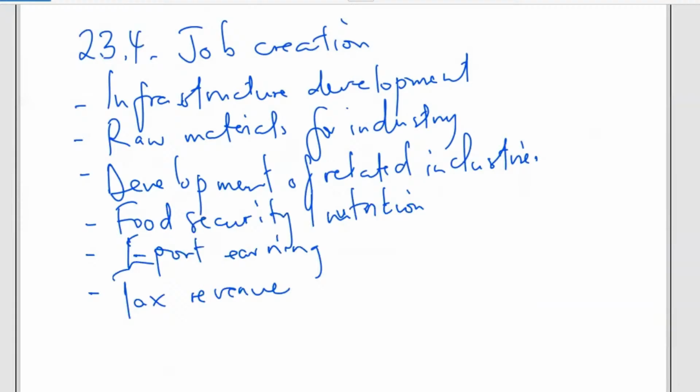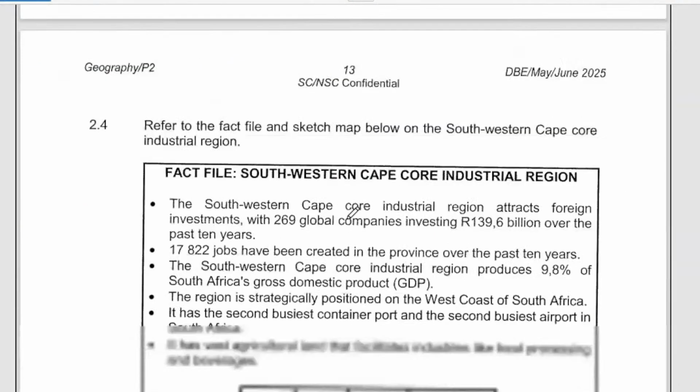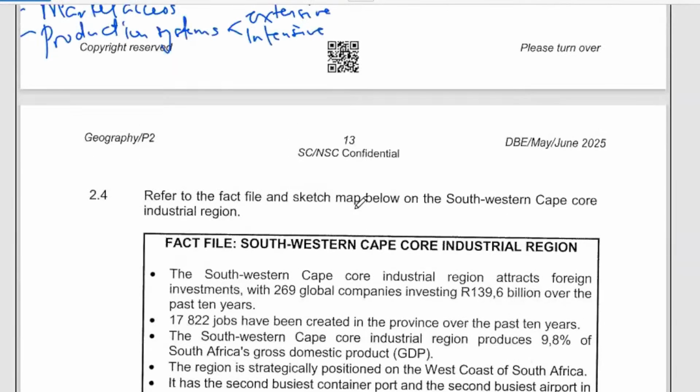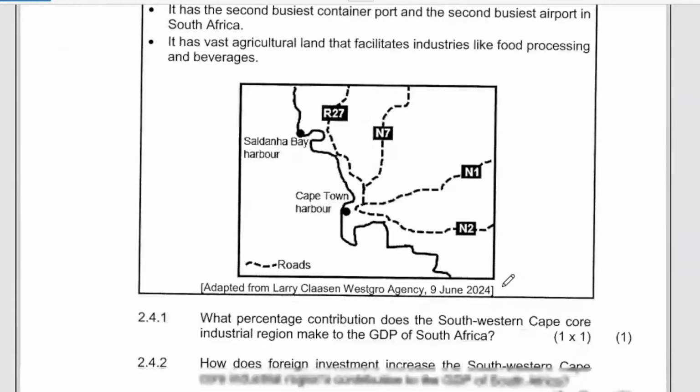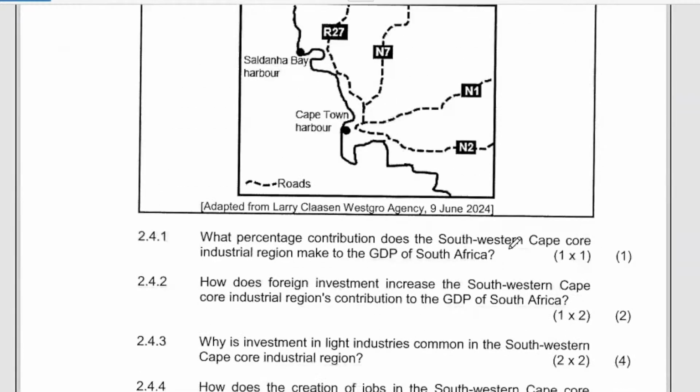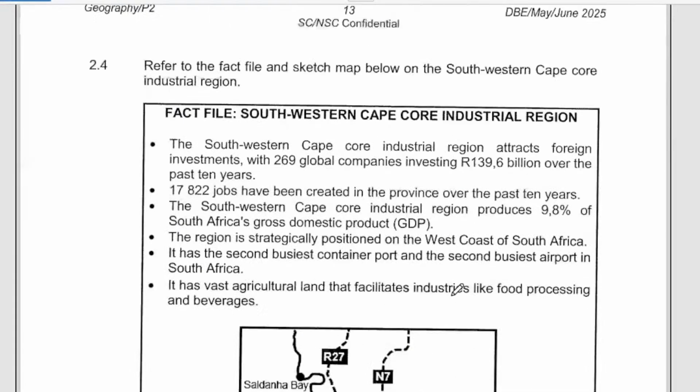Right, let's move on to the next question. Our next question is question number 2.4, based on the Southwestern Cape Core Industrial Region. Right, what percentage contribution does the Southwestern Cape Core Industrial Region make to the GDP of South Africa? This is extraction.